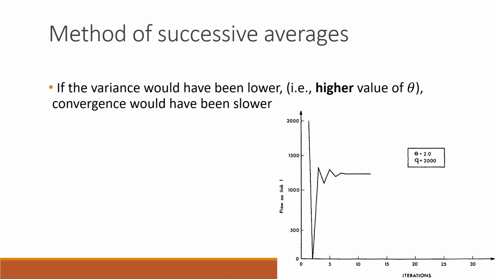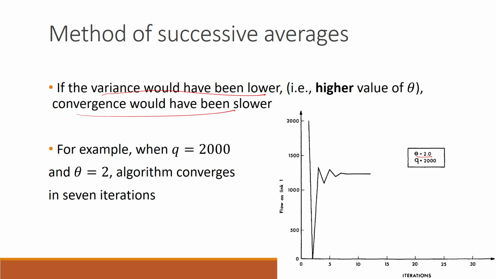Now, what we are doing here is that we have increased the theta value. So, now the perception variance is lower. Since the perception variance is lower, there is more reliance on the mean travel time values, and therefore, the convergence has become slower. You can see that as compared to the previous figure where theta was equal to 1 and Q was equal to 2000, now the convergence is happening in 7 iterations as compared to the 4 iterations that was happening before.